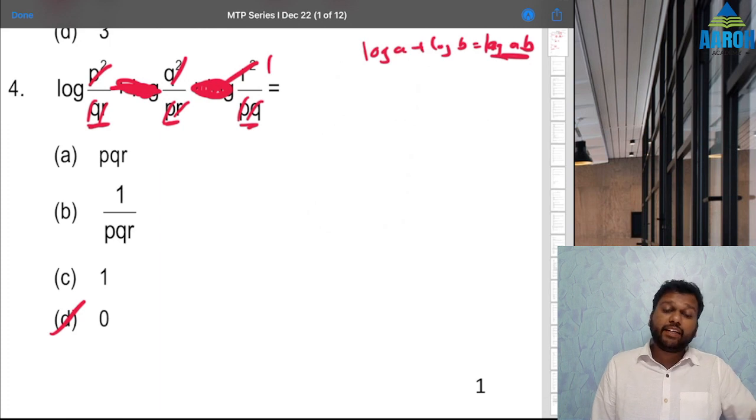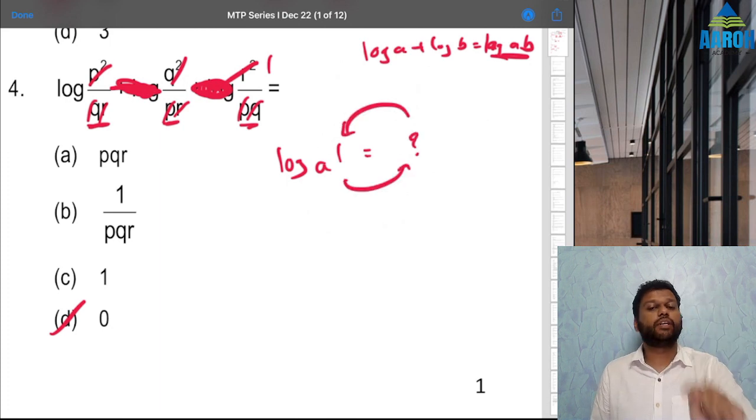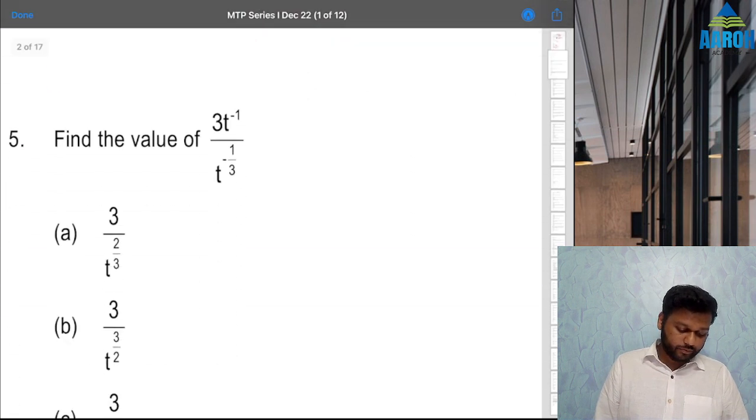Log of 1 is always 0. Why? Because anything raised to 0 is 1. That is why log of 1 is 0. Understand, a raised to what is 1? A raised to 0 is always 1. That is why log of 1 is always 0.